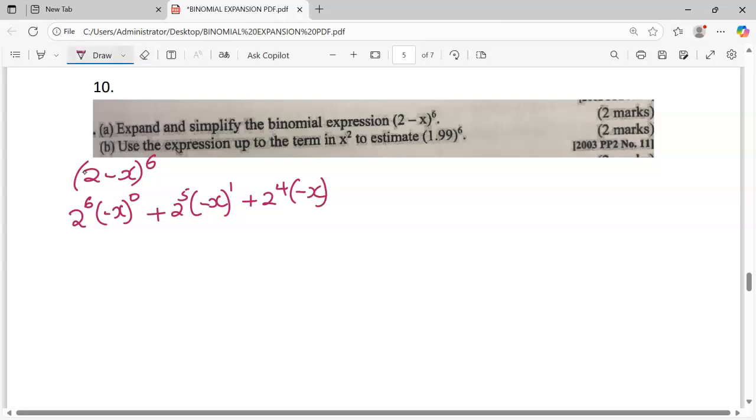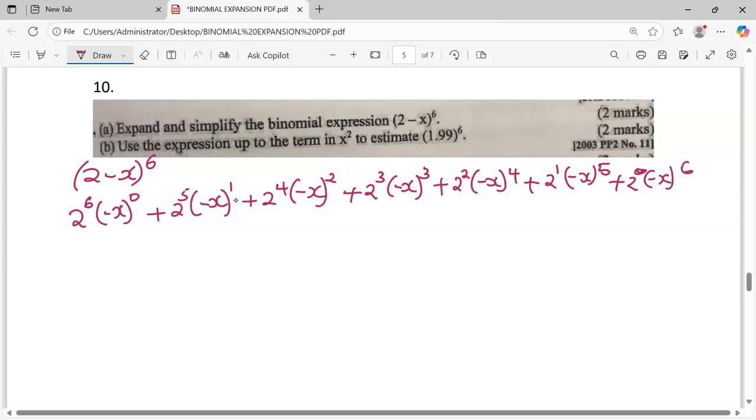That is minus x, from 1, x comes to the power of 2. Next, we are going to have 2 power 3. We multiply by minus x raised to the power of 3, plus 2 power 2. We multiply by minus x power 4, plus 2 power 1 multiplied by minus x power 5, and lastly plus 2 power 0 multiplied by minus x raised to the power of 6.